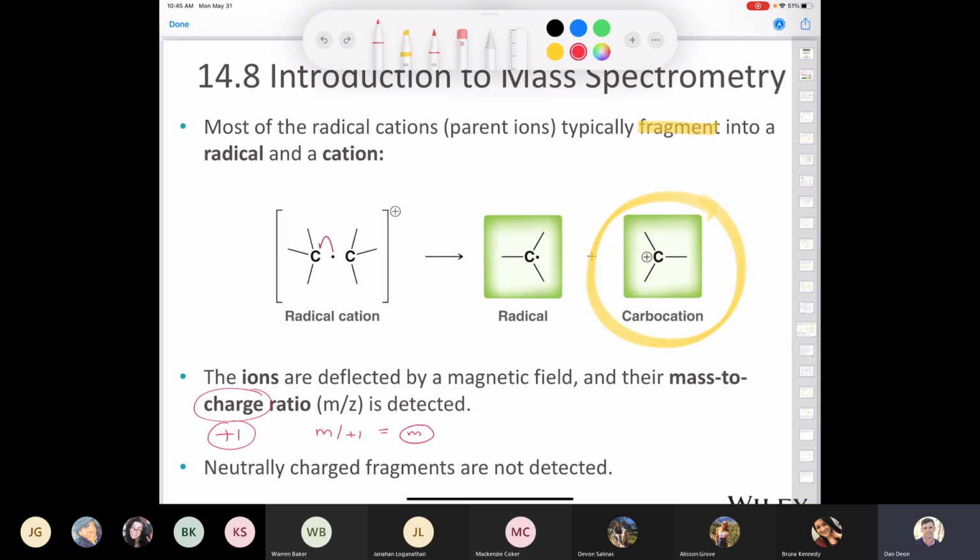Now you might be thinking, okay, where am I so far? I've taken a molecule, I hit it really hard with a beam of electrons, I knocked an electron out, I made a radical cation. That radical cation is unstable, it can fall apart, it can fragment. Well, the reason why mass spectrometry is so powerful, in a nutshell, is that the molecule is going to fragment in a predictable way.